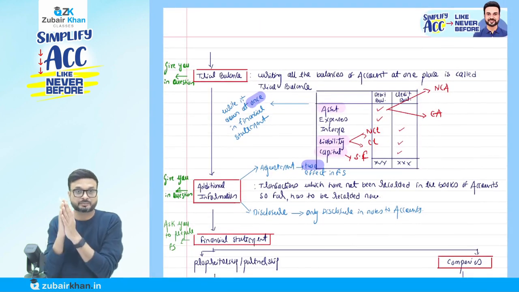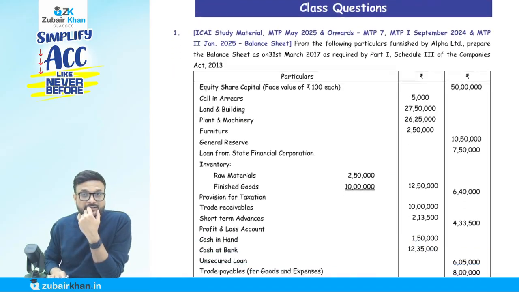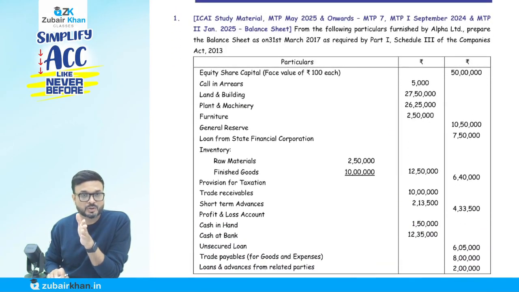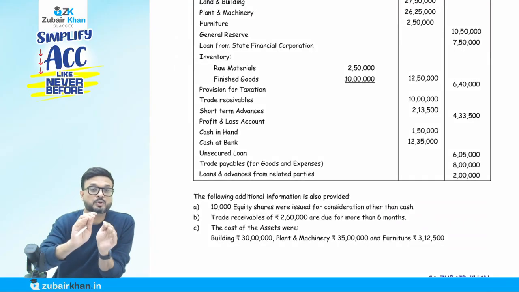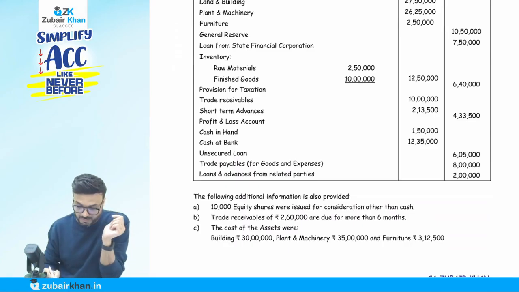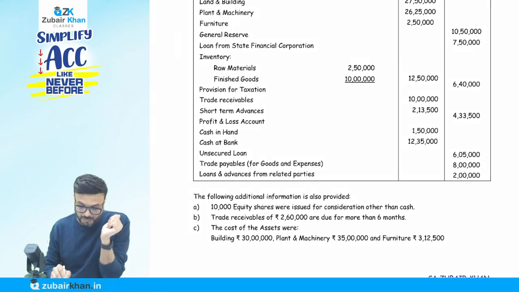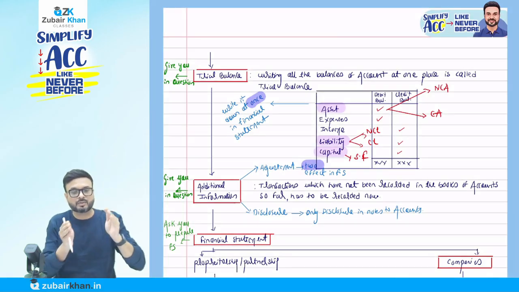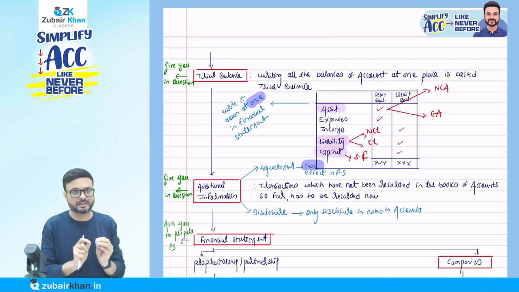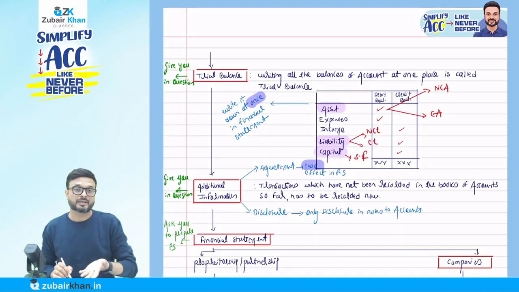Now when it comes to the additional information, you can see it in question number 1. In question number 1, this is the trial balance. I will discuss each of them with you now, and explain what should be the approach to solve the question. They will give you this additional information, which might be related to adjustment or disclosure. If it is only related to disclosure, we have to disclose them as per Schedule 3. Whatever they tell us to disclose, we will disclose. If it is related to adjustment, then we have to do the adjustment.